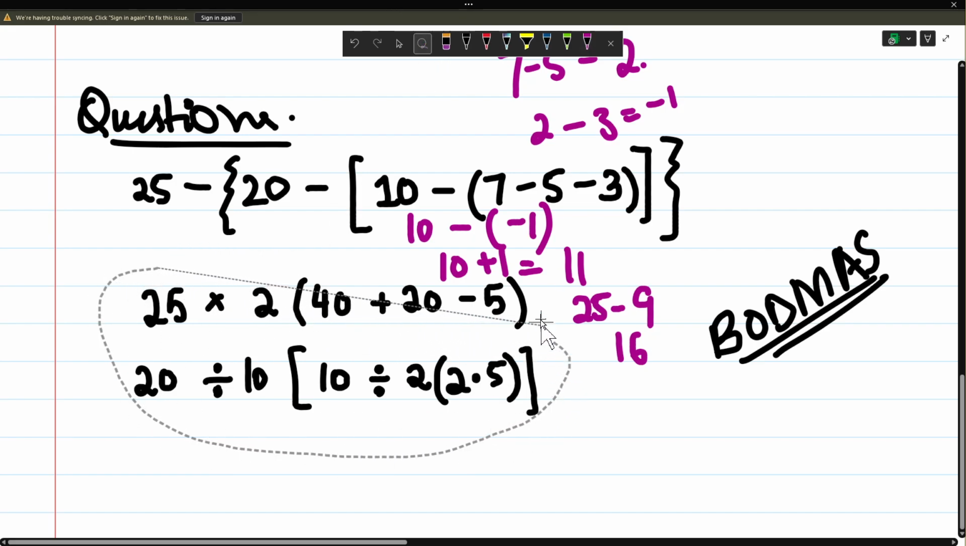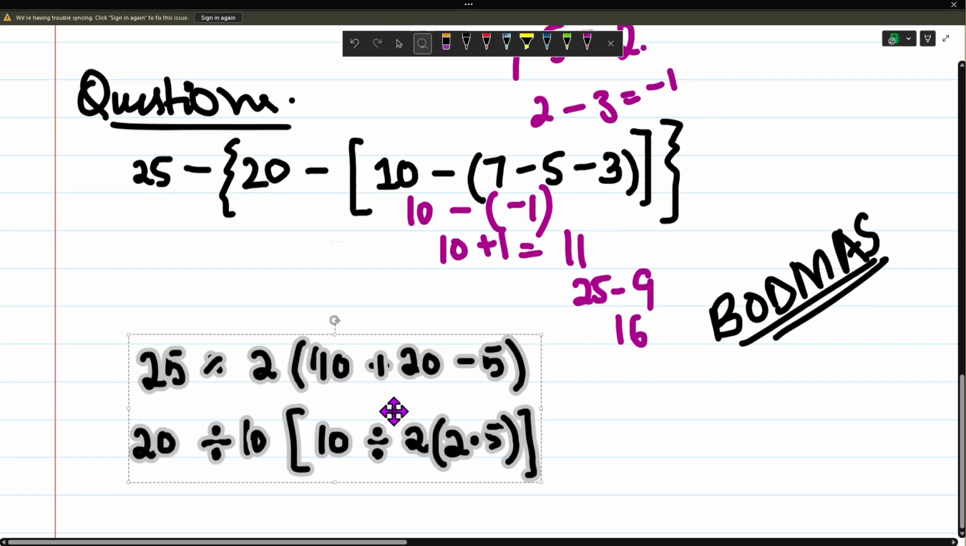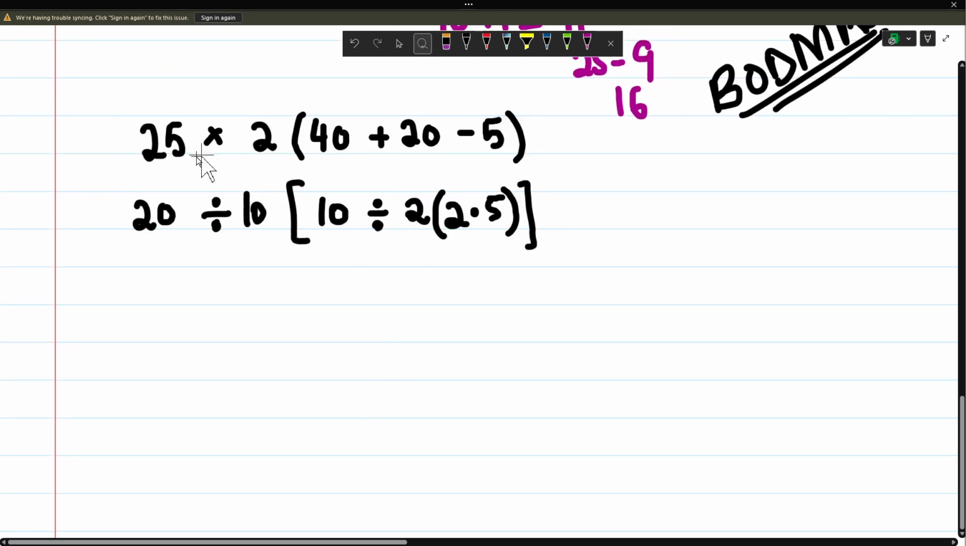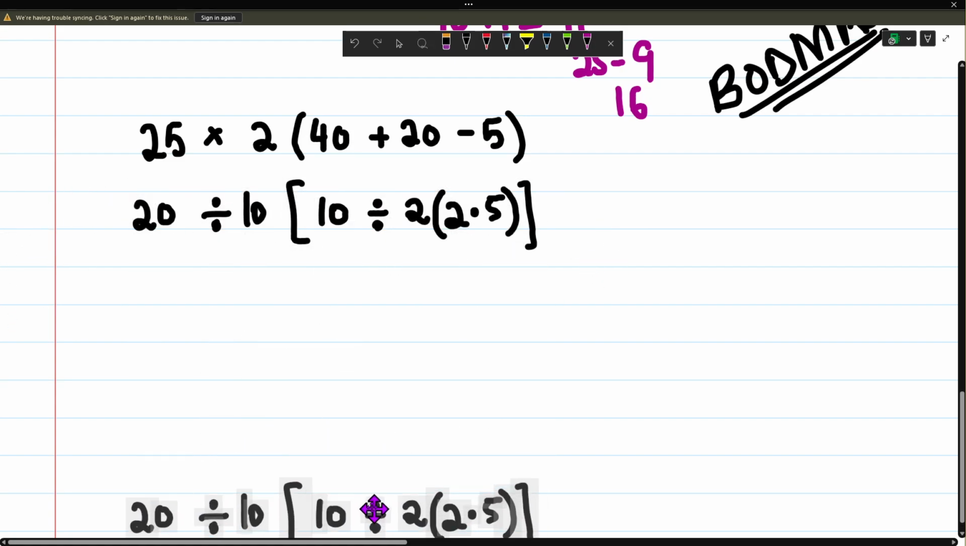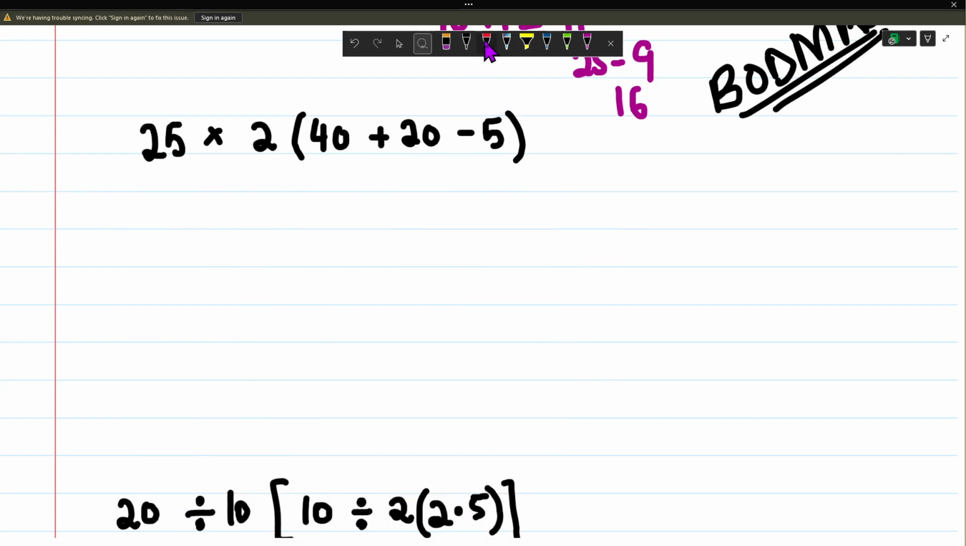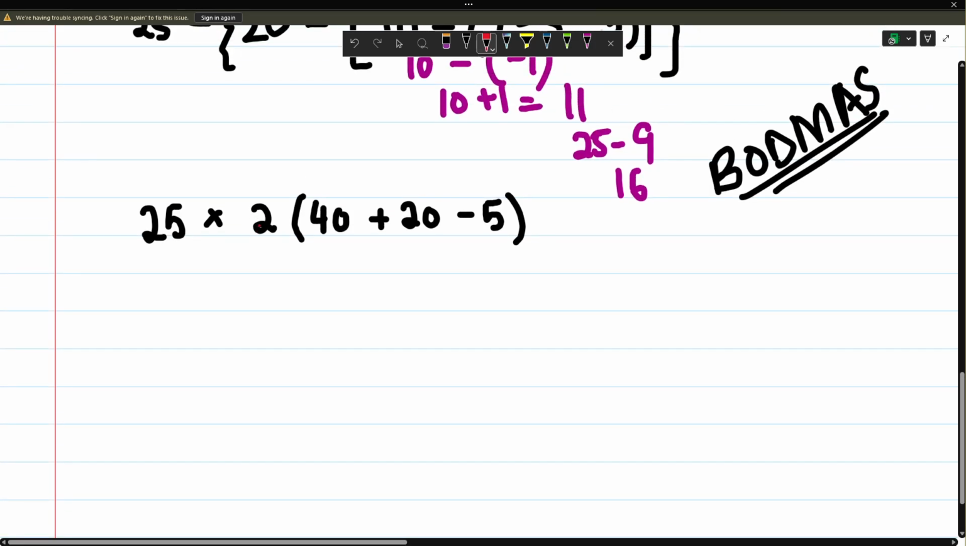Here let's come to the second one. इसमें होगा again we are going to solve the bracket first. इस bracket में देखें what will we solve first, the plus or the minus?